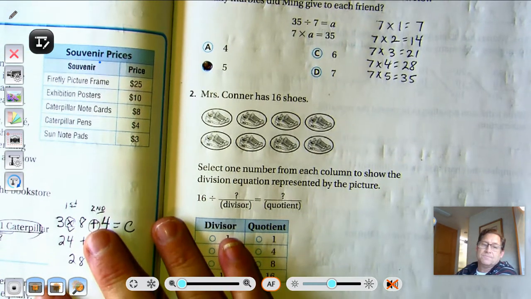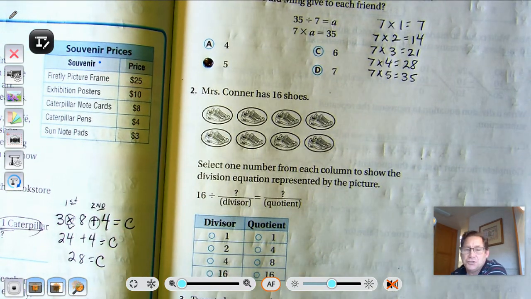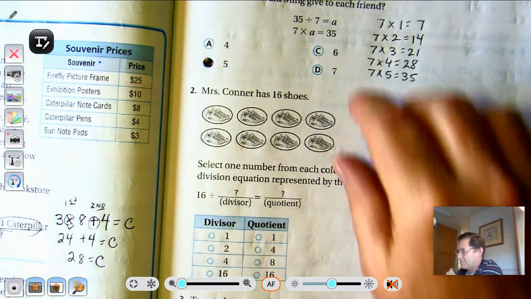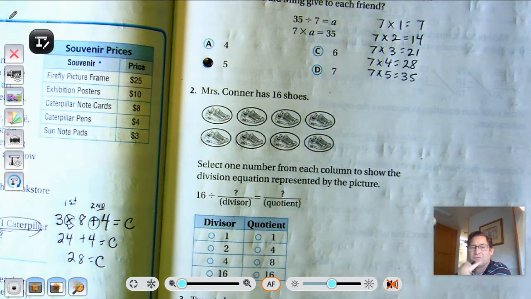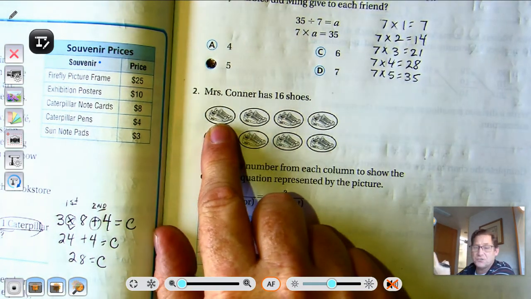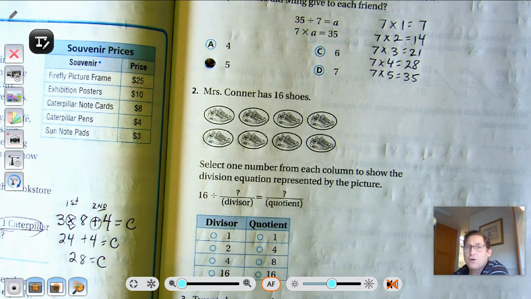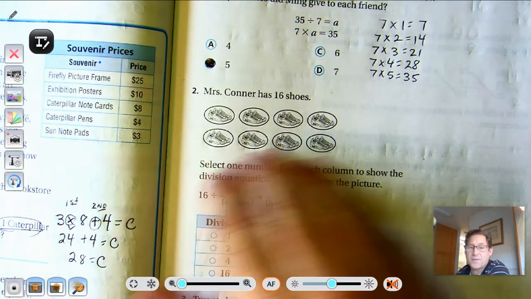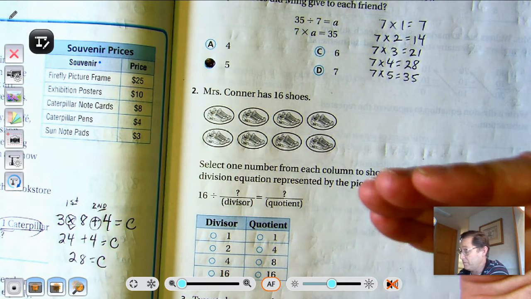Okay, number 2. Mrs. Connor has 16 shoes. Select one number from each column to show the division equation represented by the picture. So 16 would be the dividend. It's the total number of shoes she has. Now, we have two choices for the divisor. We could divide by 2 because there's 2 in every pair, or we can divide by the number of pairs of shoes, or the number of groups of shoes.